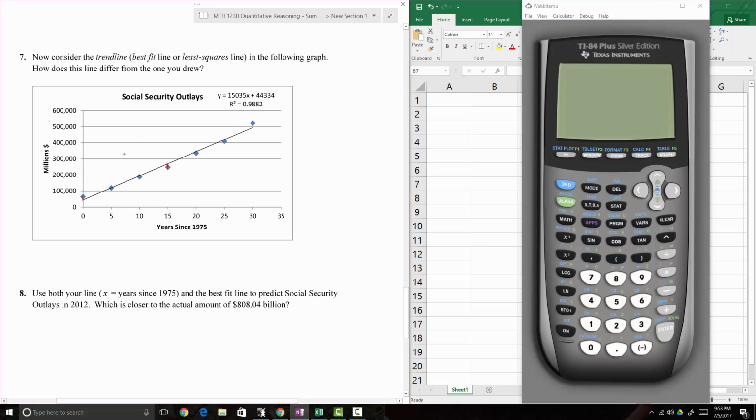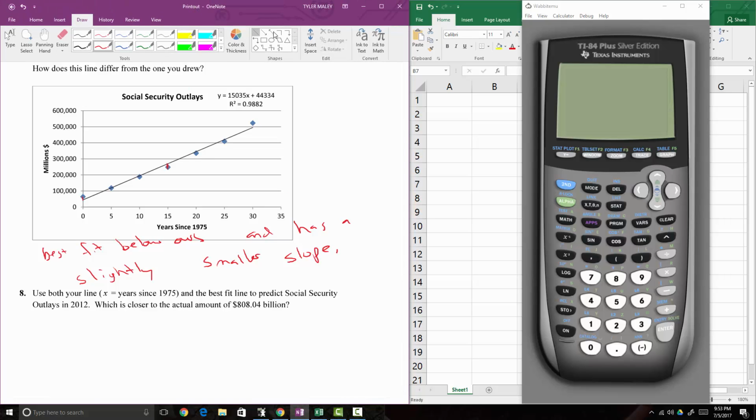So the question says, what's different? If we compare this graph to the other graph, it looks like the best fit line is below ours, and has a slightly smaller slope. That's what I would conclude.